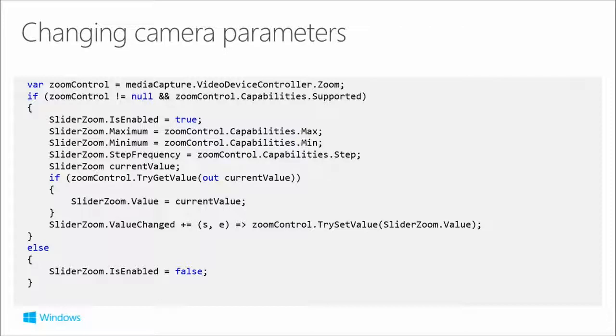Changing the camera parameters, which can be done real time, is as simple as, in this case, we've got a slider XAML control, and we've just connected that slider XAML control to the properties inside of our zoom control. And so in this case, we'd be using the slider to zoom in and out dynamically. We'd be able to see all of these changes inside of the preview in our XAML.